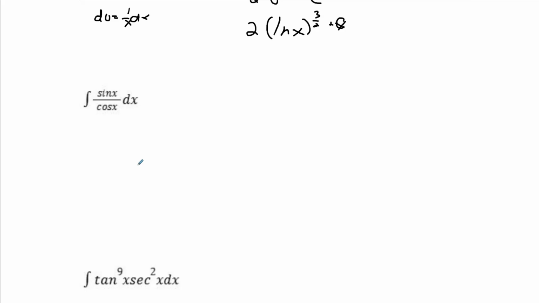But that's not going to work. We need our du on the top. So what if we just say that u equals cosine of x, right? And then we say, okay, du would then equal negative sine of x, but there's a problem, right? We don't have a negative sine of x dx here.